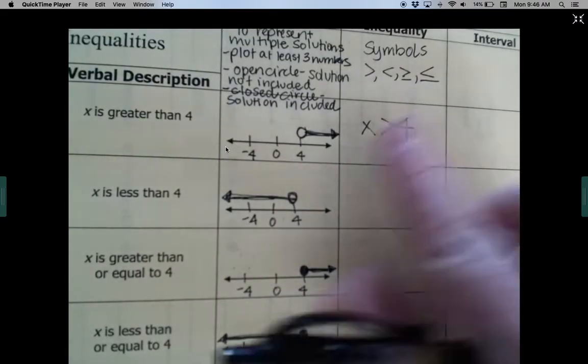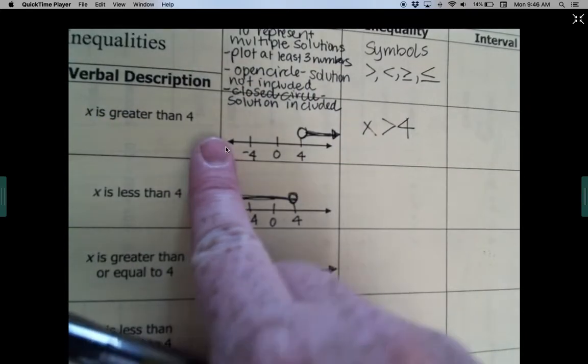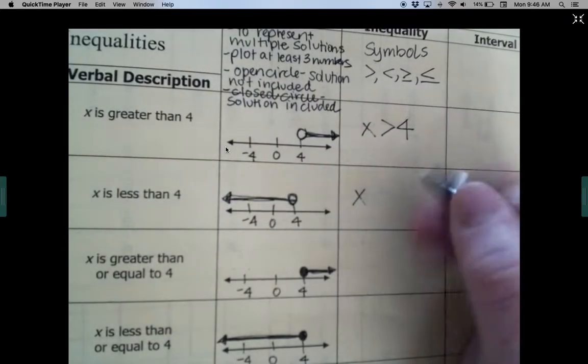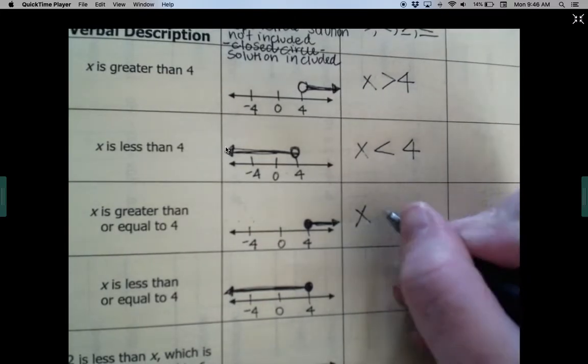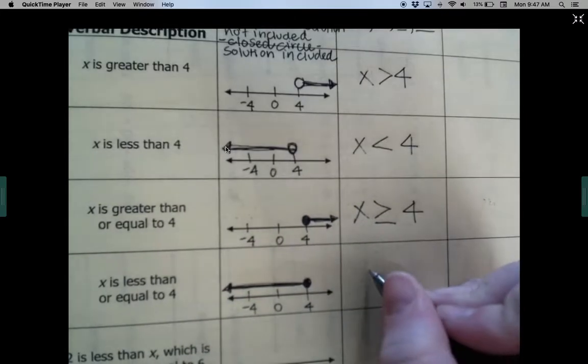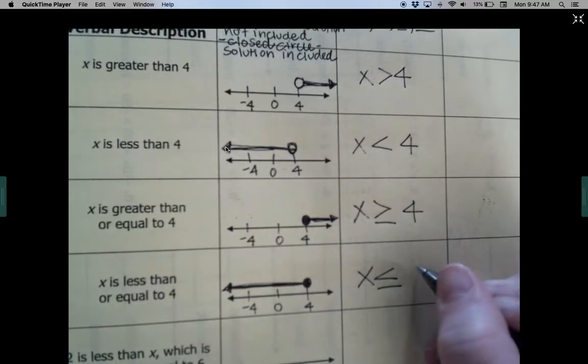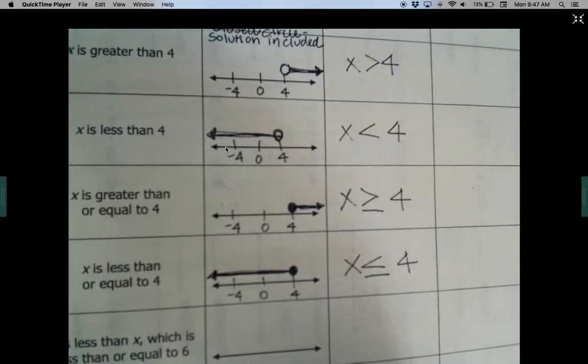So if I just read this, I would read x is greater than 4, which is what I'm supposed to have written. X is less than 4. X is greater than or equal to 4. And x is less than or equal to 4. Remember, we are going to do the bottom two sections later, so you don't need to worry about those two.